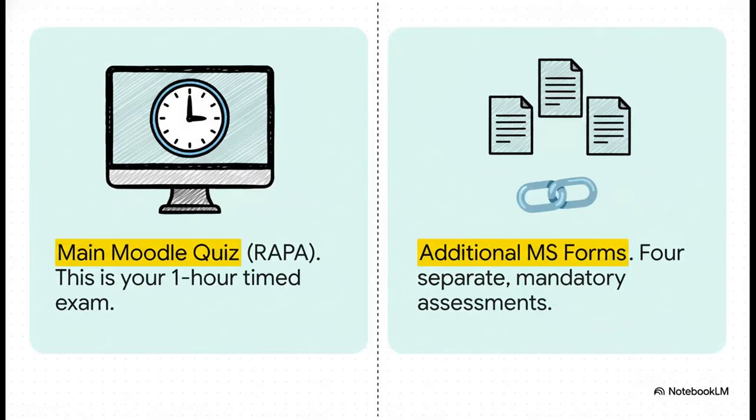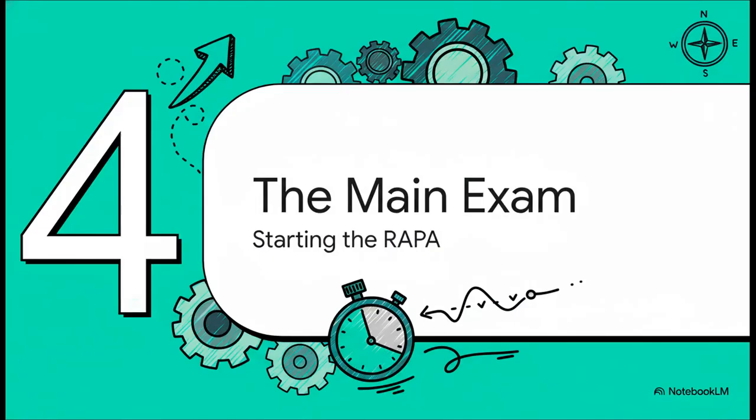This is a good way to think about what you'll find in there. You've basically got 2 separate jobs to do. On one side, you have the main event, the RAPA. That's the 1-hour timed quiz that happens inside Moodle. But on the other side, you've got those 4 separate but just as mandatory assessments, which are links that take you to Microsoft Forms. They're 2 different things, and you've got to do both. And now, it's time to execute the main mission, the RAPA. Let's cover exactly how to start this thing and get through it.